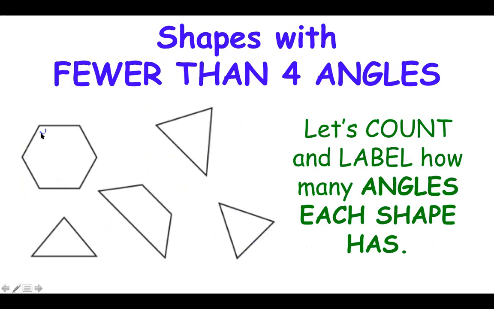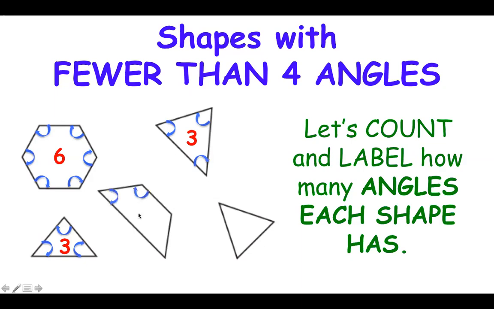Here we go. 1, 2, 3, 4, 5, 6. This shape has 6 angles. Is that fewer than 4? Nope. Let's go to the next shape. 1, 2, 3. This shape has 3 angles. Is that fewer than 4 angles? Yep. Let's keep going. 1, 2, 3. This shape has 3 angles. Does that match our rule? Sure does. Let's go to the next one.